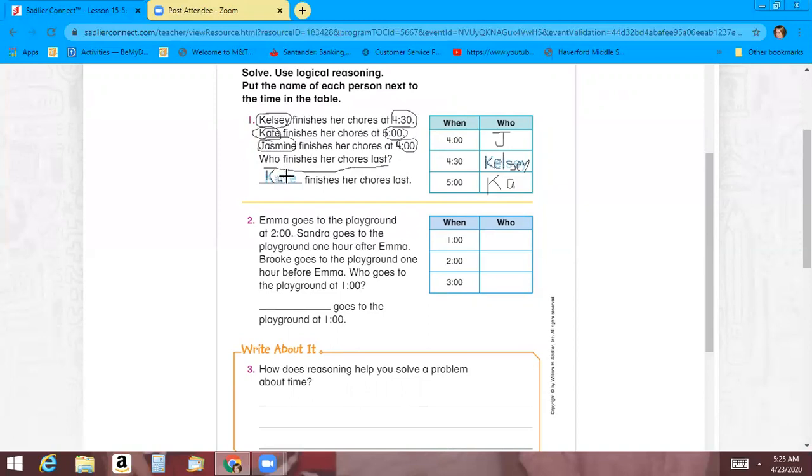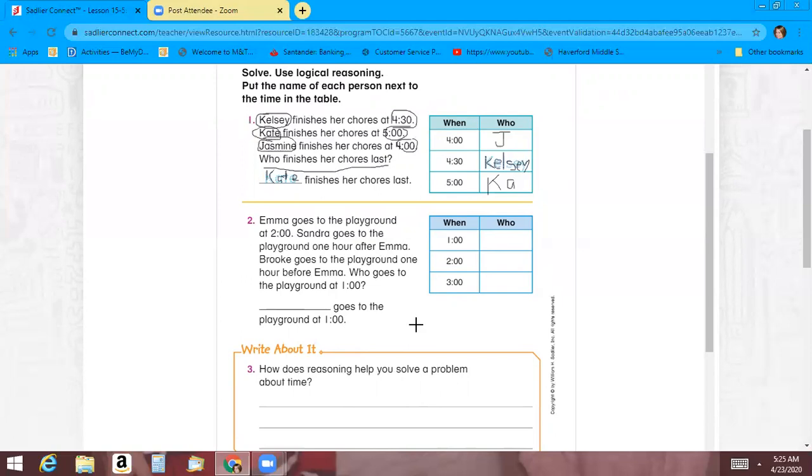Trying to do it fast, it's only 4 letters. So we have that answer there. We have Kate finishes her chores last. So now let's take a look at number 2. And this one is a little trickier than number 1, because we kind of have to use a little bit of the information we know and what we learned to help us answer the question.